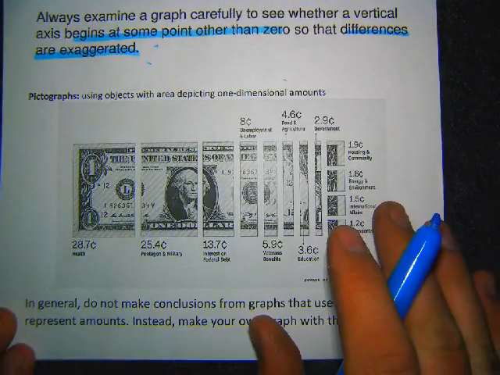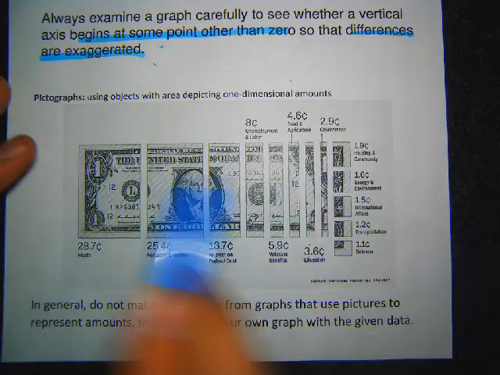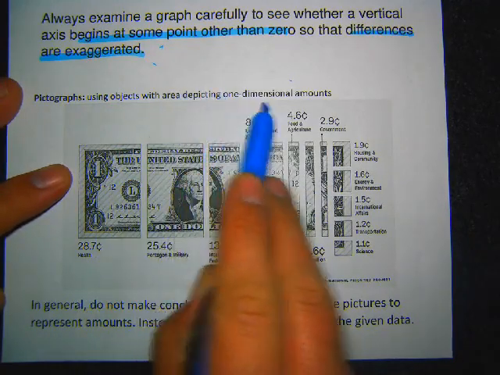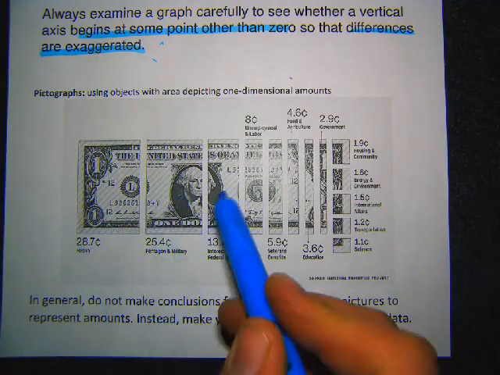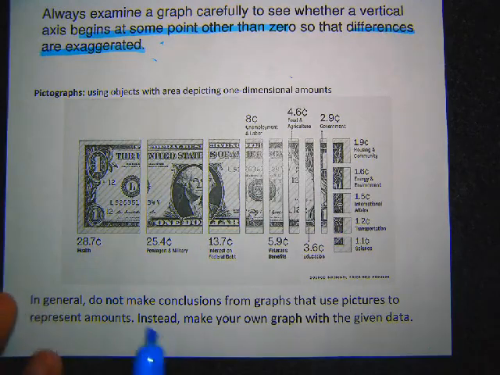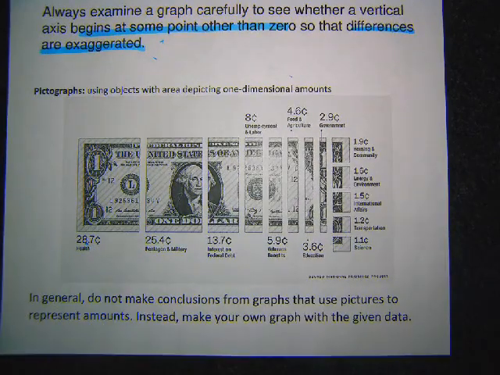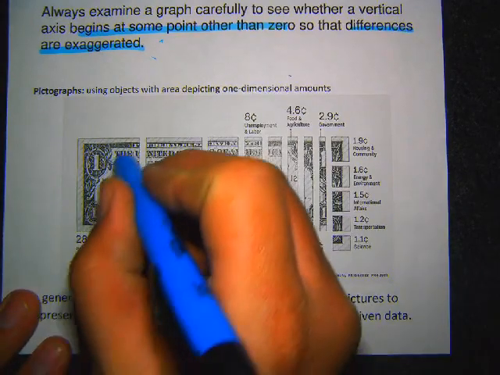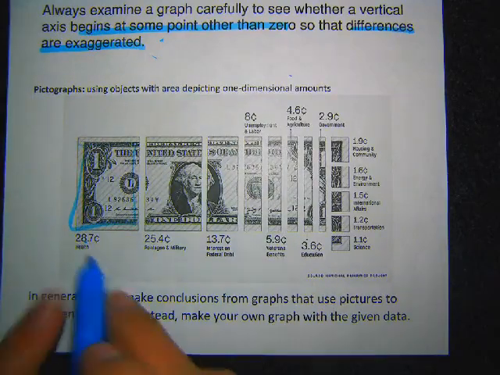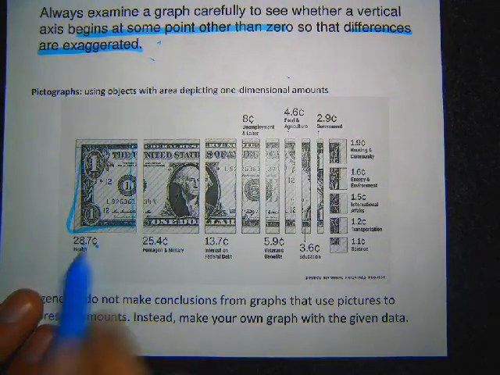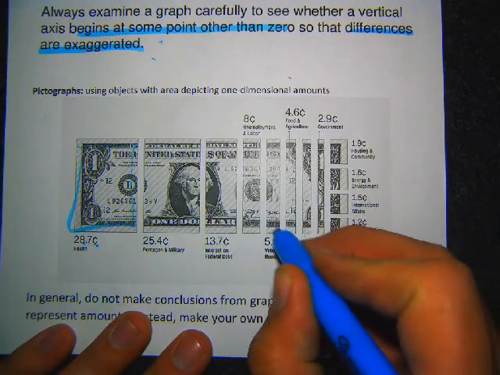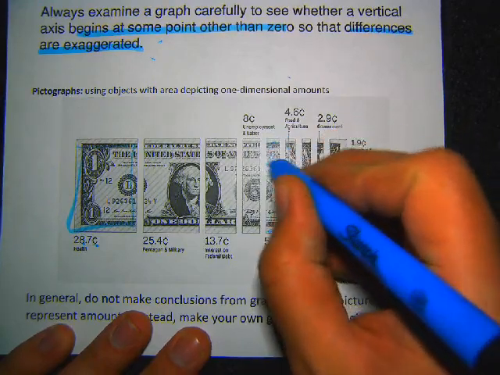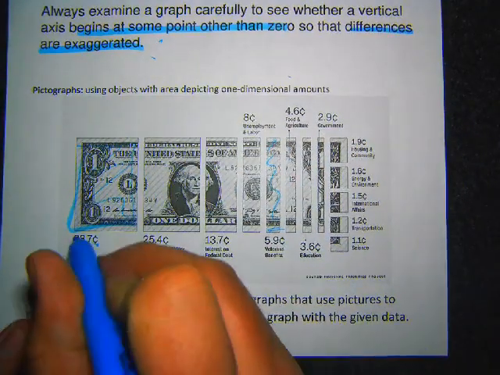Another thing people do, pictographs, is use objects with area for one-dimensional amounts. So here you can see this is like a budget chart, and they're showing what part of the budget is spent on this and that. But this doesn't really work because what they're doing is they're taking a number like 28.7, which is just a length, an amount, a height, how much money, and they're turning it into an area. What this does is it exaggerates these numbers. It actually makes this 28.7 look huge compared to numbers like 5.9. 5.9 looks so small compared to this one. That's such a big difference.